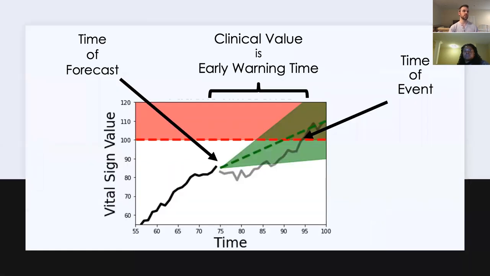And so the clinical value of what we're doing is the following. We forecast forward. We identify in advance that the patient is going to cross that threshold, is going to deteriorate. And then we take that difference in time between the time of the forecast and the time of the actual event, and we bag that. That's our clinical value. And so, nothing could be simpler. The only thing we need to do is forecast and know when it's going to happen, and we've generated clinical value.